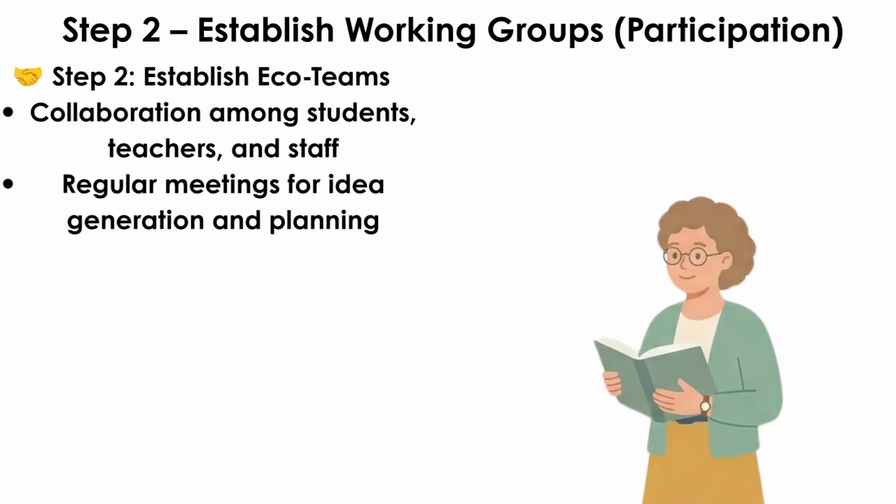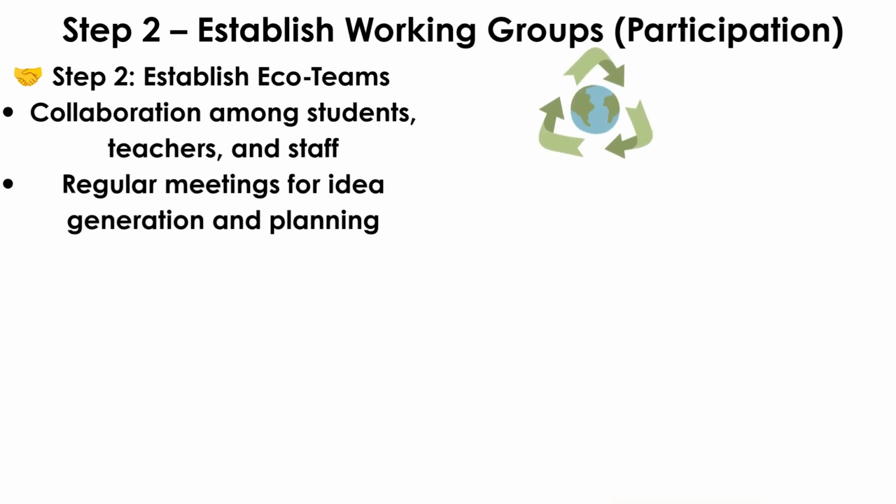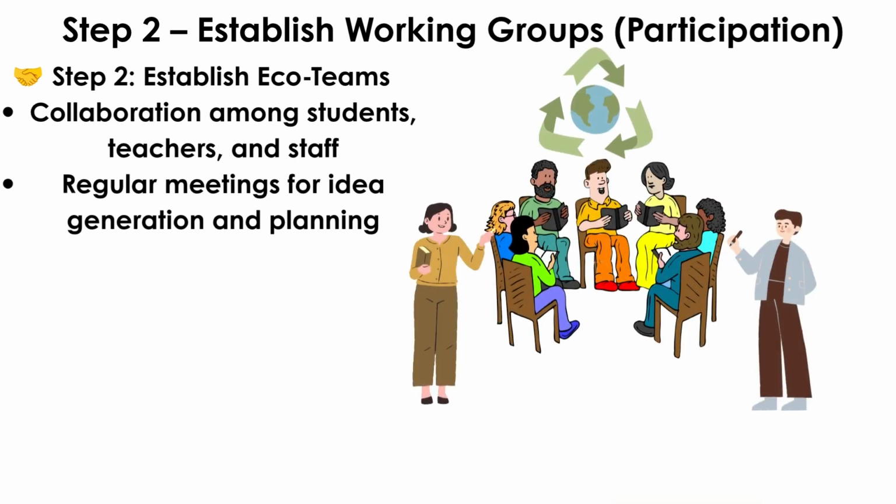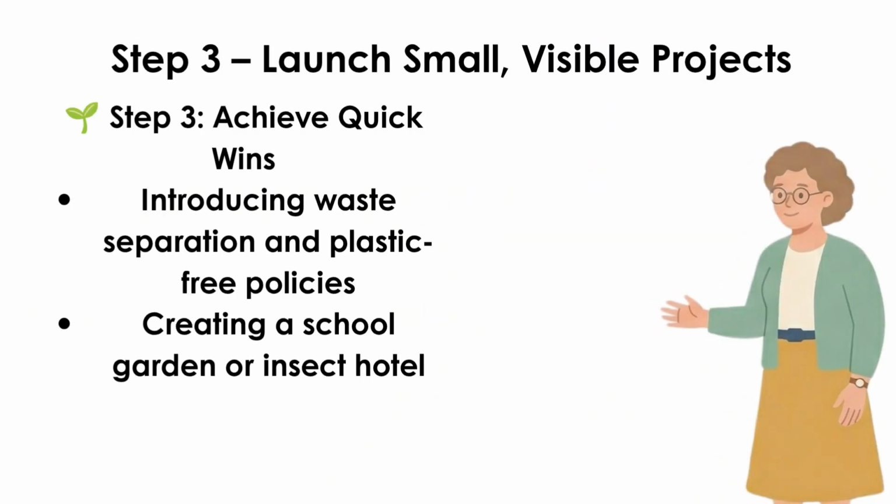The second step focuses on active participation. Permanent sustainability working groups are established where teachers, learners, and school staff develop concrete and highly innovative project ideas together at eye level. Step 3 focuses on quick, visible successes.